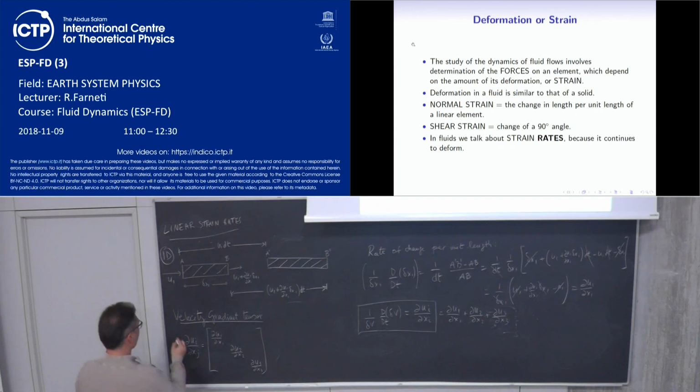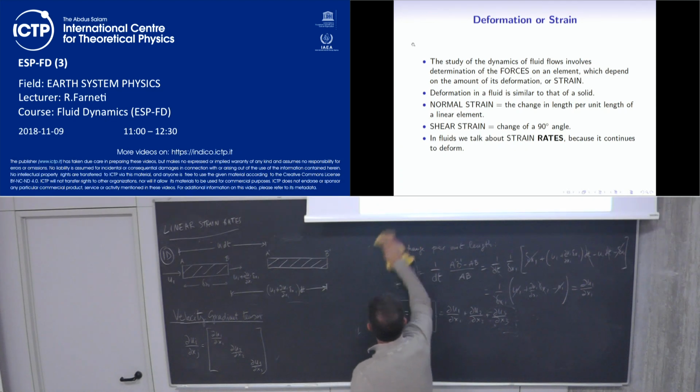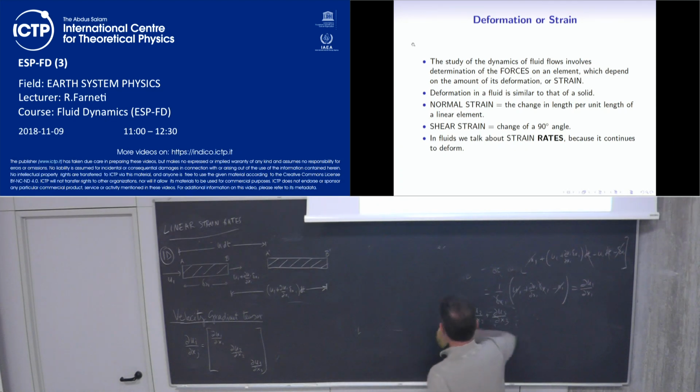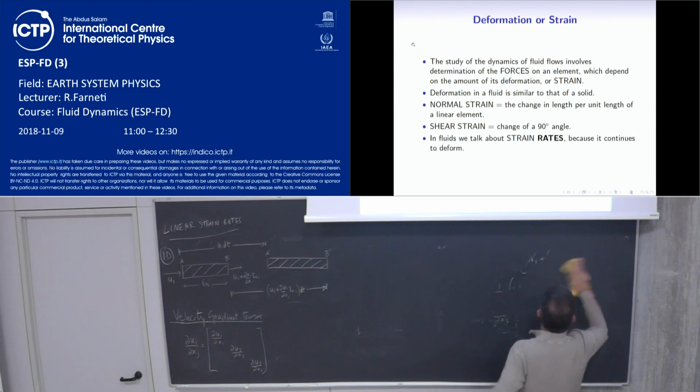So this is a very useful tensor, the velocity gradient tensor, where the diagonal terms are my linear strain rates, and the other terms are not. So this is the linear strain rate, but then we can deform with a shear.